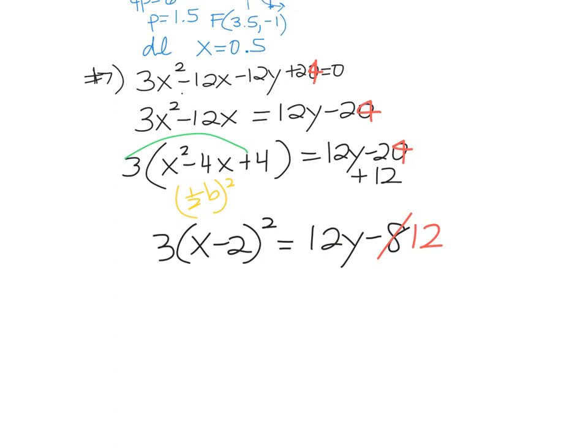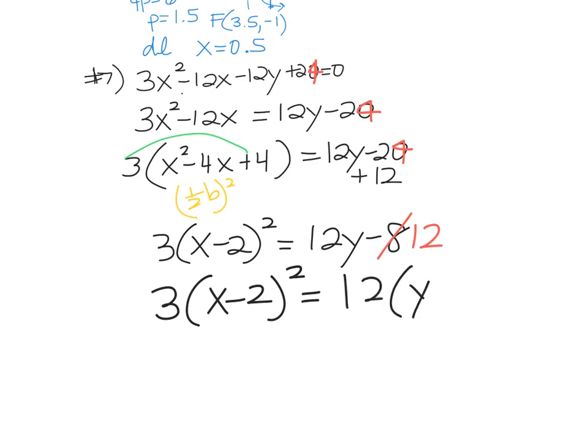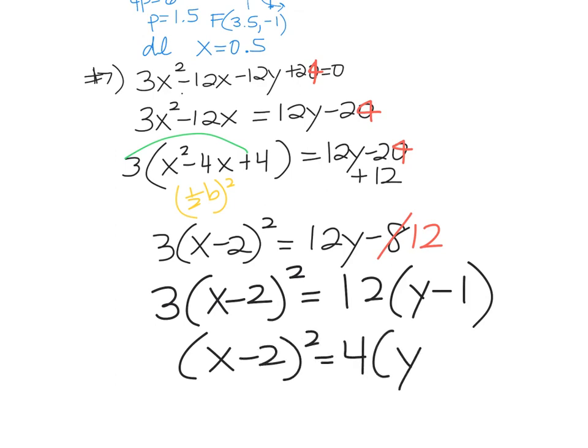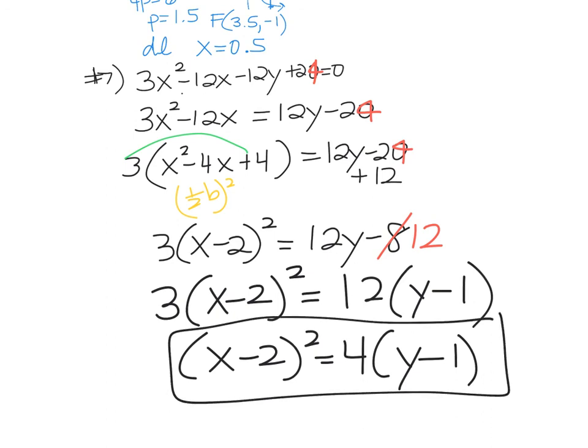All right, so then you get 3 times x minus 2 squared equals, factor out the 12, and we're left with y minus 1. And then finally divide by 3. There we go. X minus 2 squared equals 4 times y minus 1. And then you'd have to find all the stuff, which we're going to go ahead and stop there.